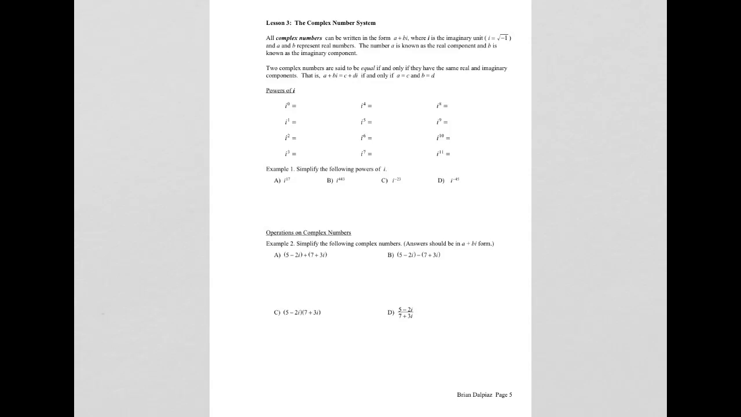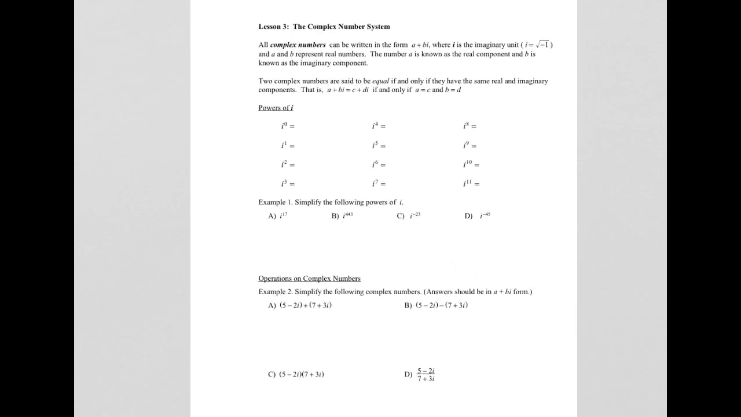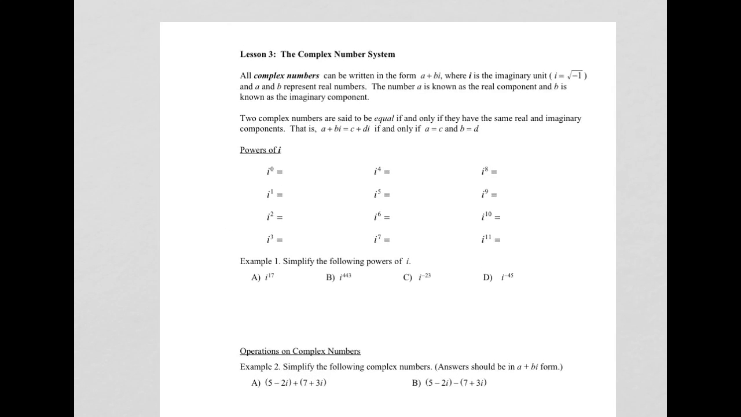In Lesson 3, we're going to talk about the complex number system. Every number you're going to encounter in everyday life is a real number. That includes all of your fractions, all of your decimals, all of your irrational numbers, integers, everything you could possibly encounter in everyday life is a real number.